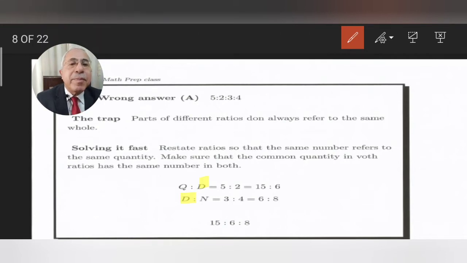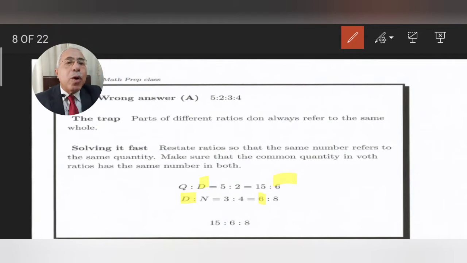That means when you have 5 to 2 and 3 to 4, the common is 3 and 2. The easiest way is to multiply them by each other. So 3 times 2 is 6. So the common is 6. Right? So I have 6.